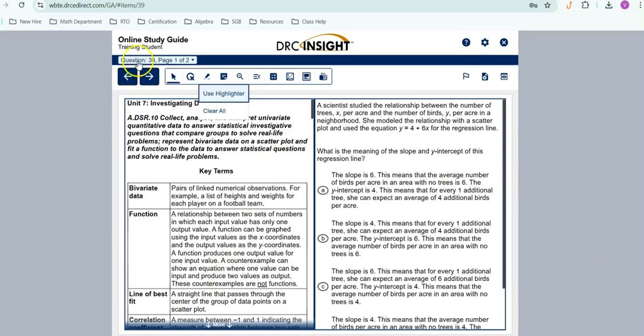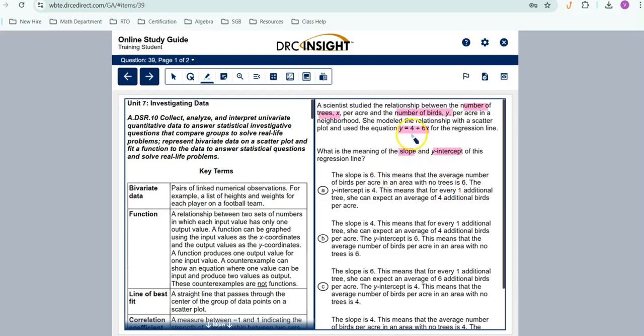All right, so we are starting Unit 7, Investigating Data. A scientist studied the relationship between the number of trees, X, per acre, and the number of birds, Y, per acre in a neighborhood. She modeled the relationship with a scatter plot and used this equation here, Y equals 4 plus 6X, for the regression line. What is the meaning of the slope and the y-intercept of this regression line?